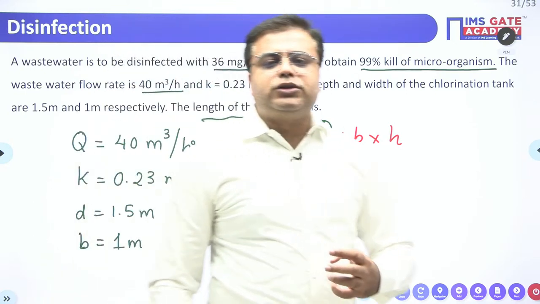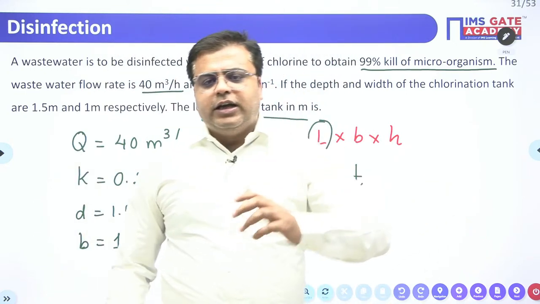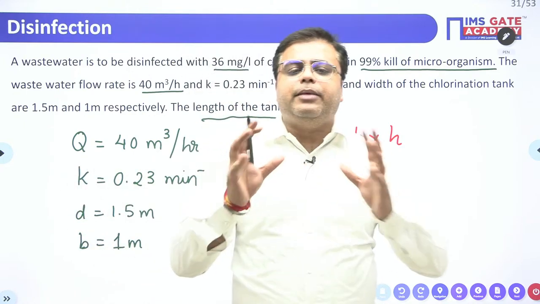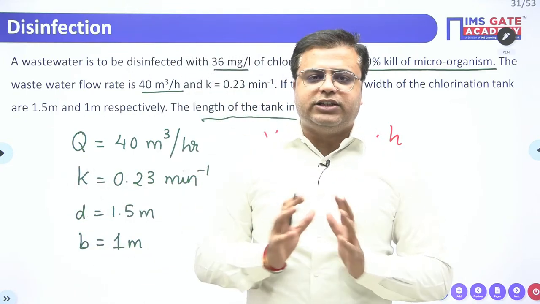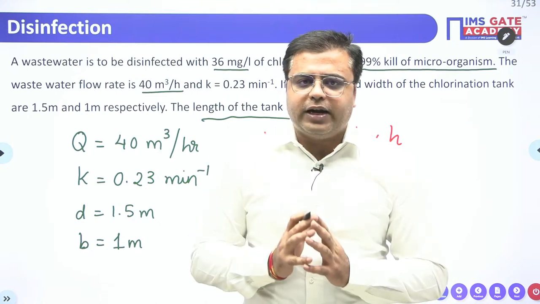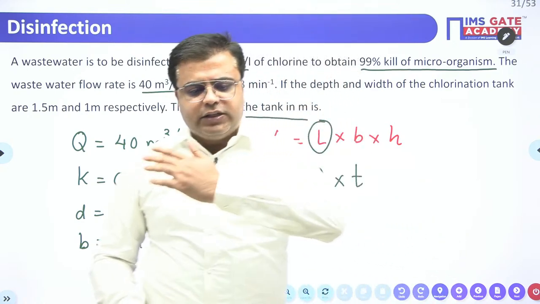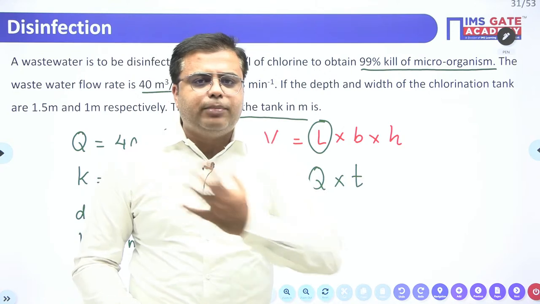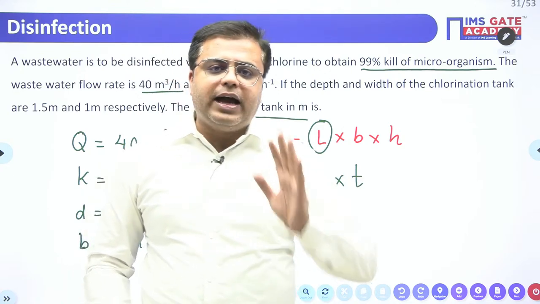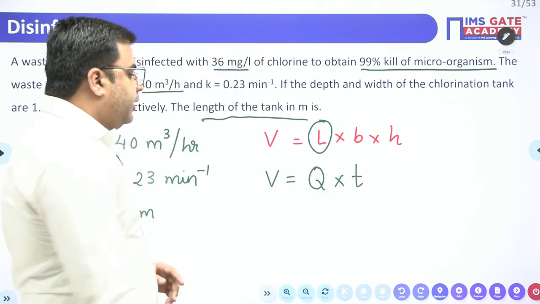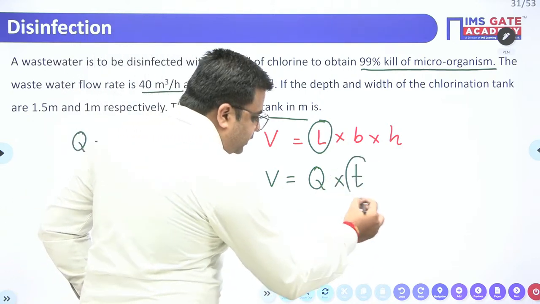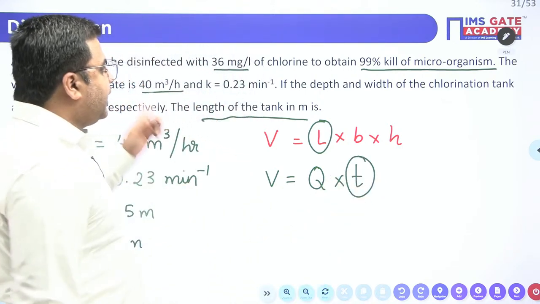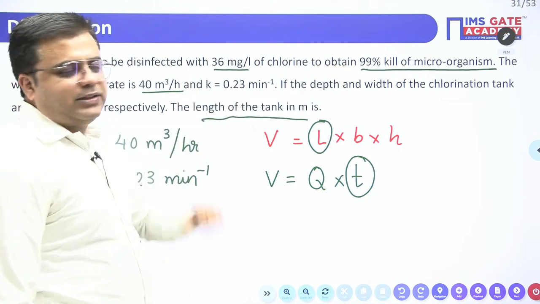Detention time, my dear student, is the time for which the water is kept in any sedimentation basin or any aeration tank or any kind of treatment unit. So the time for which the wastewater is kept in any treatment unit is known as its detention time, right? Now, this detention time T can be calculated using this expression.